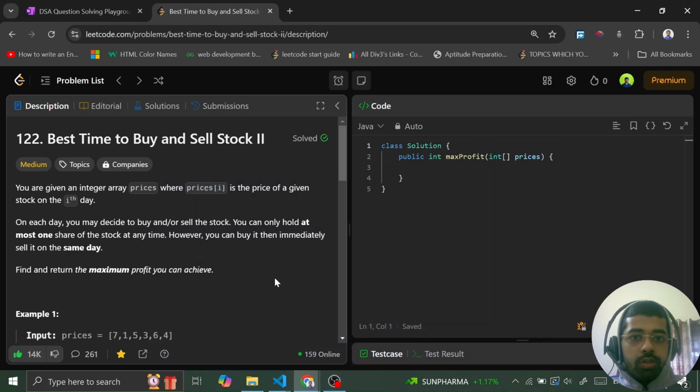Hello everyone, you are watching Code with Shubhajit, and today we will be solving one of the medium level problems from LeetCode, problem number 122, Best Time to Buy and Sell Stock 2.